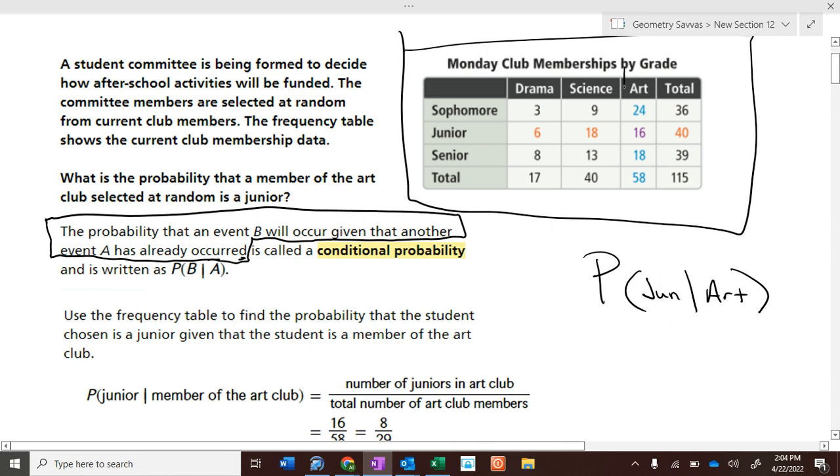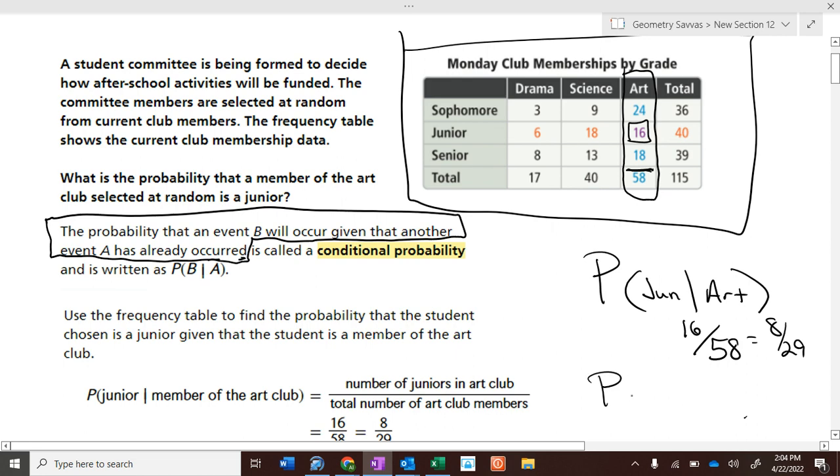Well, the art club is right here. How many total people are in the art club? 58. So given the 58 people, how many are a junior? 16 of the 58, which is 8/29. Okay?